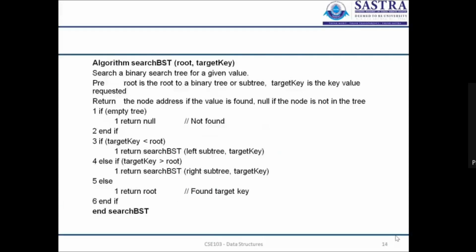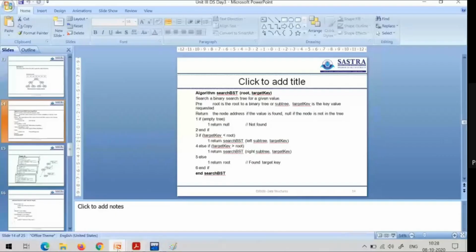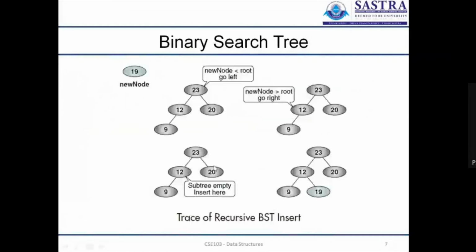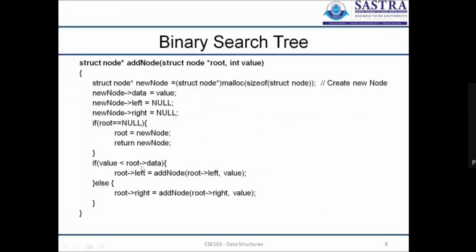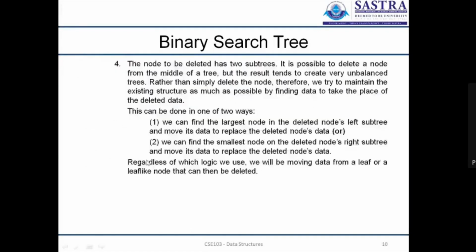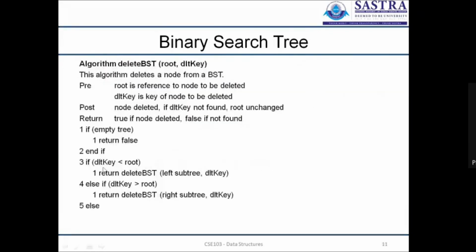For binary search tree, we already have an algorithm. If the target key is less than the root, search the left subtree. If the target key is greater than the root, search the right subtree. The same logic in the delete also we are going to use. See here in the delete, what is the first logic? If the key value is less than the root, it means left subtree searching. If the value is greater than the root, it means right subtree searching. So this is for locating the node.